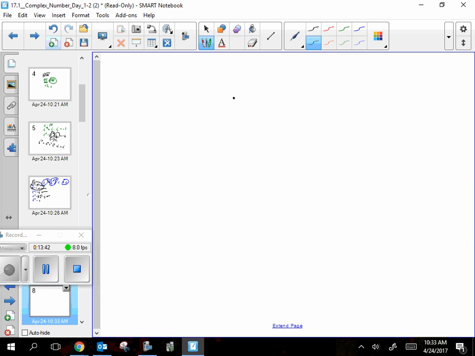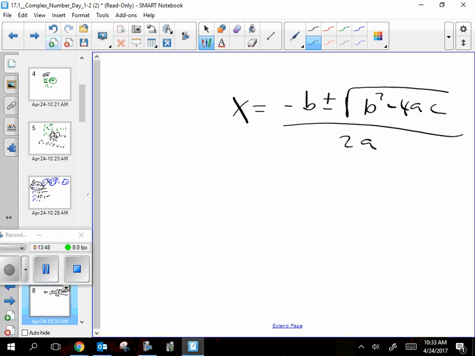Let's say that you had this. x equals negative b plus or minus the square root of b squared minus 4ac, all over 2a. Why am I bringing this up? In the context of negatives that are under square roots. When you're solving a quadratic, sometimes you have to use this beast. Do you get that sometimes? You get a negative underneath the square root.